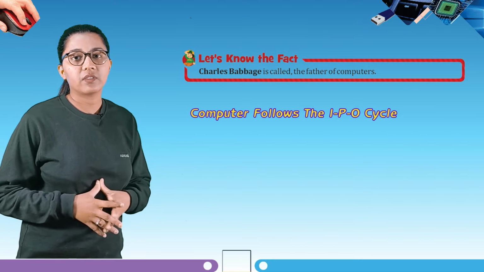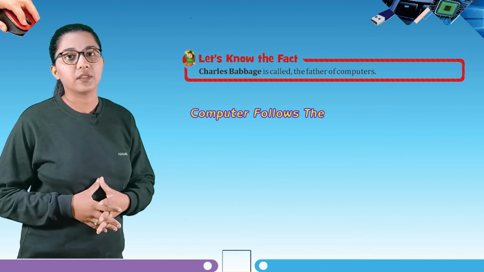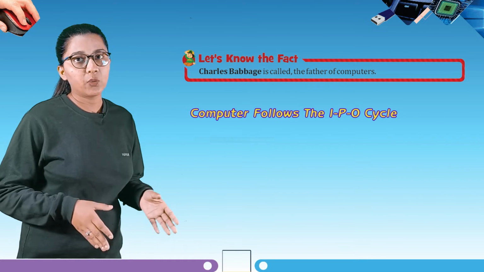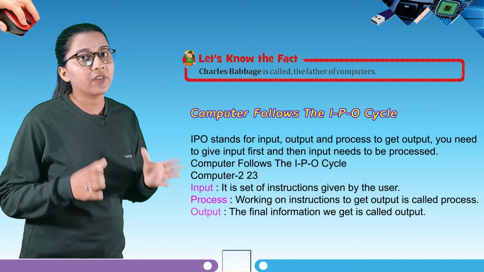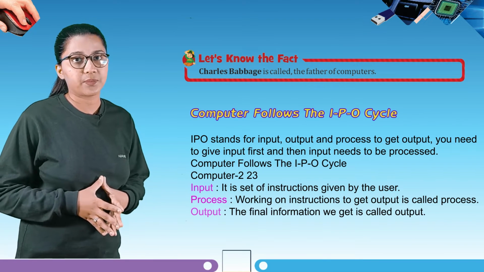So students, our next topic is computer follow the IPO cycle. IPO stands for input, process, and output. To get output, you need to give input first and then inputs need to be processed.